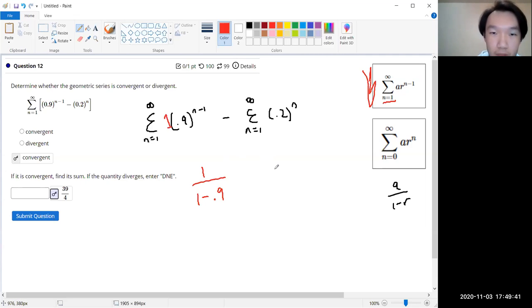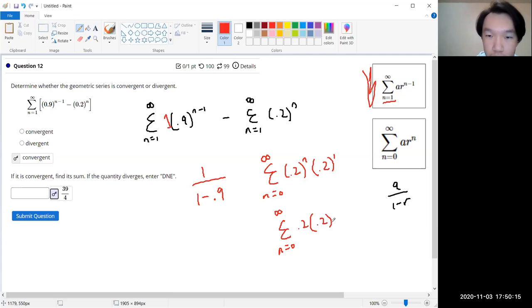So if we rewrite it with an index of 0, then we have to add 1 to the exponent. And then 0.2 to the power of n plus 1 is basically 0.2 to the power of n plus 1, which is 0.2 to the power of n times 0.2. Okay? And this can be rewritten in the form 0.2 times 0.2 to the power of n.